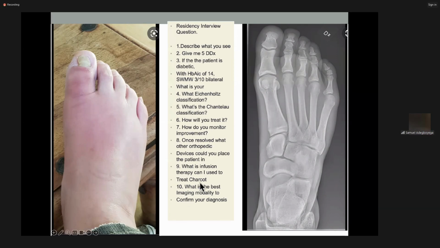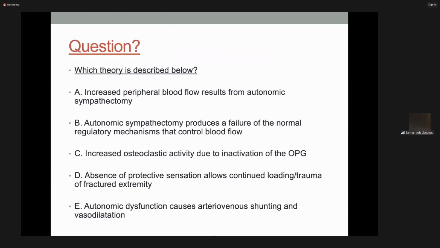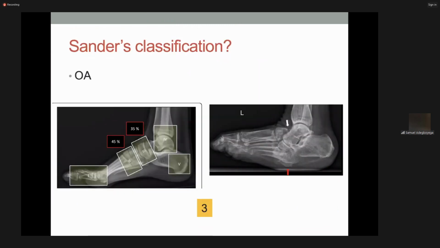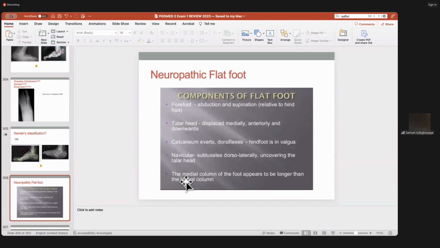Beautiful. Last question. What is the best imaging modality to confirm your diagnosis? MRI. Oh my goodness. Beautiful. Okay. I think that's it for me. So that's it. I went over everything. I think I covered everything, right? Let me just make sure. I didn't cover dermatology because that's going to be covered tomorrow. Did I cover everything? Yeah, that's everything.